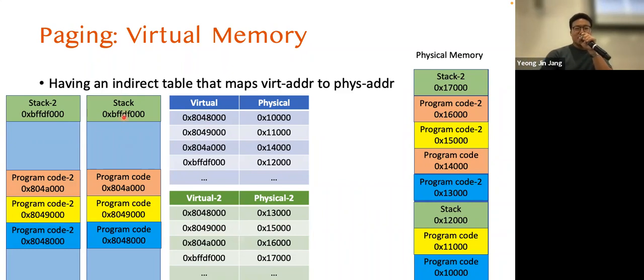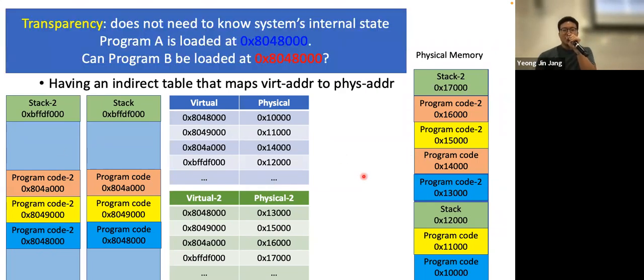So for program 1's program code, 804.8048.000, that goes to the physical address 1000. But in program 2's point of view, that address goes to 13000. So by having this kind of table that redirects the virtual address to physical address, we can give transparency to the program.